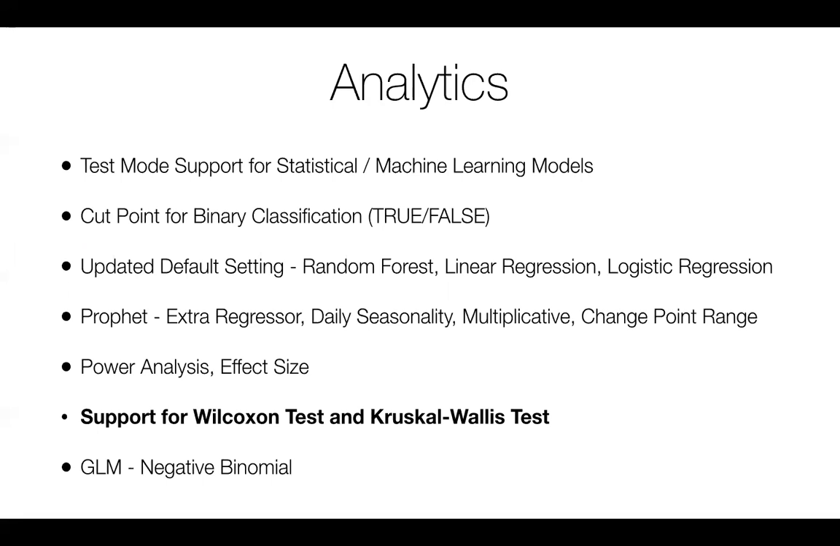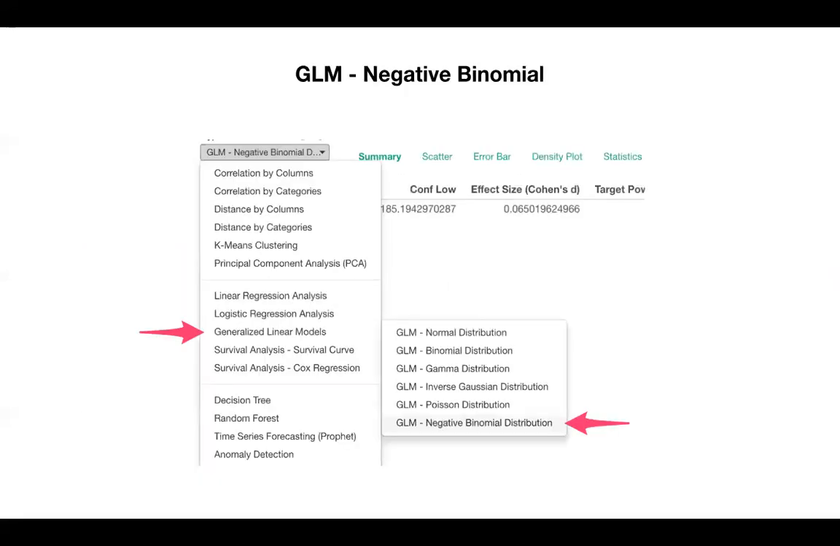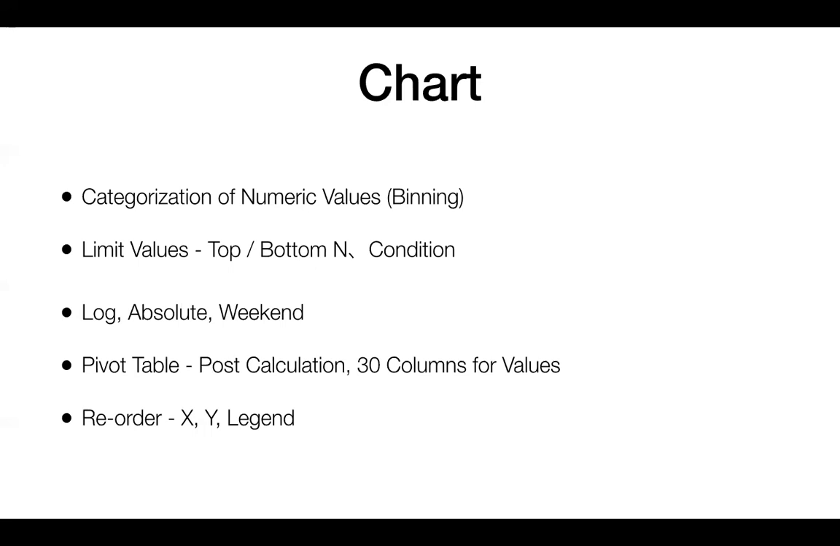test. And also we added negative binomial distribution support for GLM. So these are the analytics updates. Okay. And then the chart is, I think this chart, and then another one is the data wrangling. But these two areas I'm personally super excited about, especially the first two. So let's go one by one.